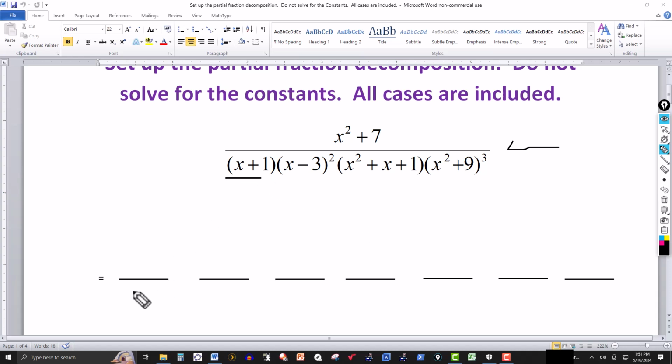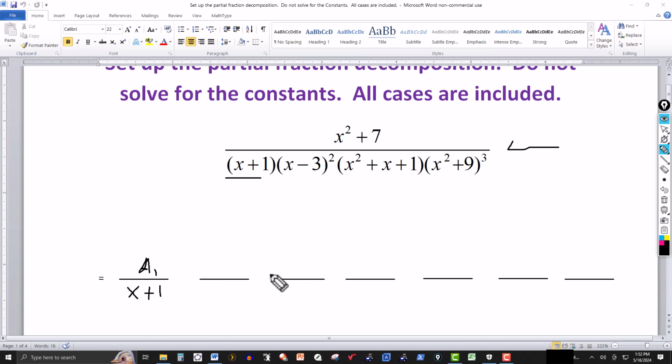So let's start with the first case. We've got x plus 1, first degree. That's a linear factor. The exponent is 1, so it is not repeated. So you just put x plus 1 there. And on top then, it'll be a constant. You can use a, b, c, d, and so forth. Since we're going to have a lot of constants here, I'm going to use subscripts. So instead of a, b, I'm just going to start with a1.